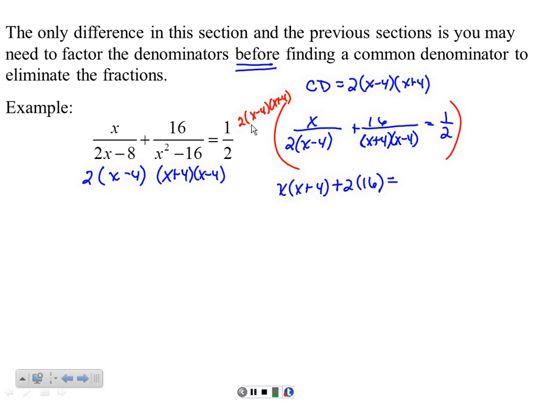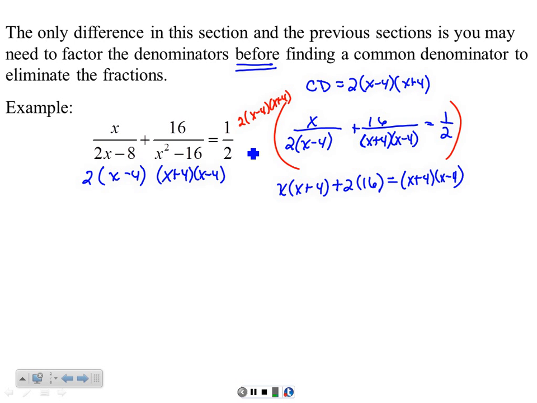And when I multiply the common denominator times 1/2, the 2's cancel out, and I'm left with x plus 4 and x minus 4. And it doesn't matter how you write this because multiplication is commutative, so I wrote x plus 4 first where I have x minus 4 here, but multiplication is commutative. Same here.